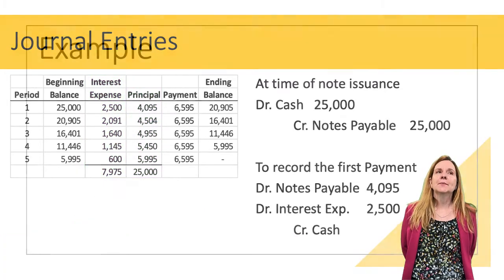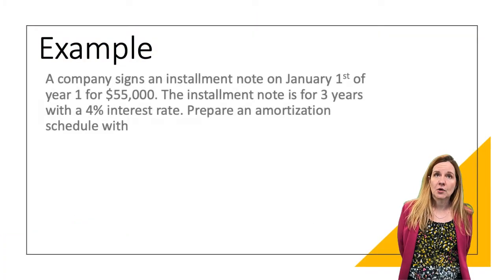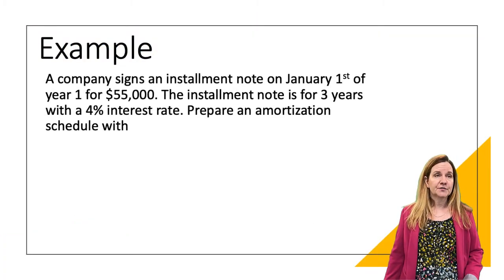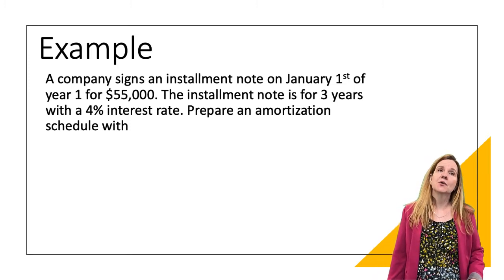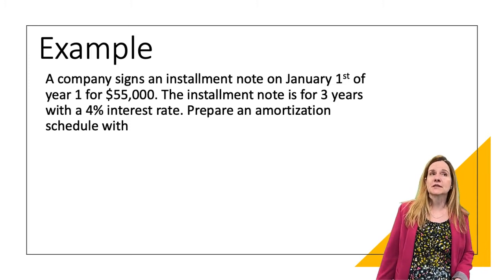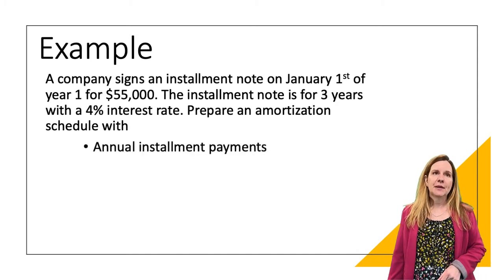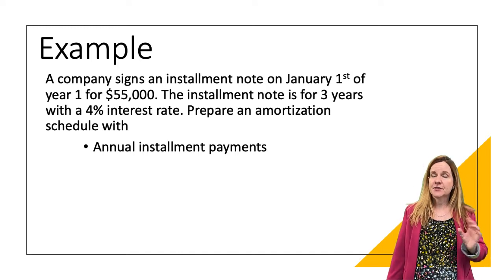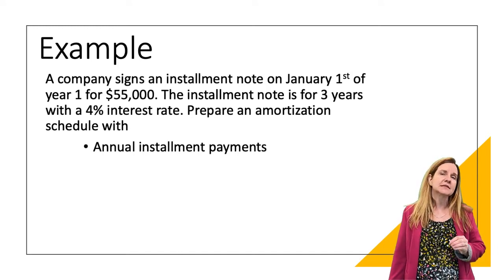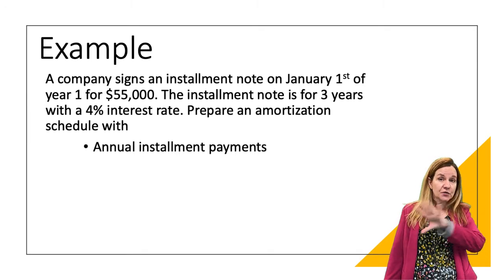Now we're going to do an example. A company signs an installment note on January 1st of year 1 for $55,000. The installment note is for 3 years with a 4% interest rate. Prepare an amortization schedule with an annual installment payment. If it's an annual installment payment, then we use the 4% and the 3 periods because 4% is an annual percentage rate. So it's for the whole year.